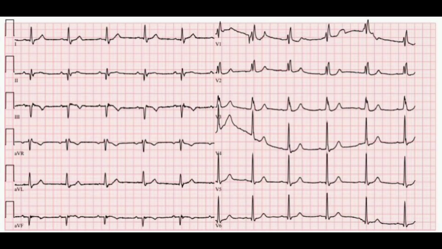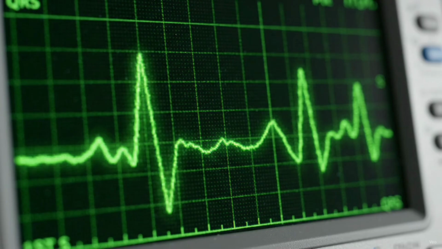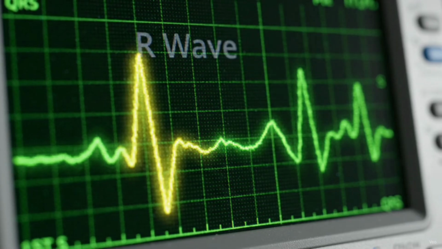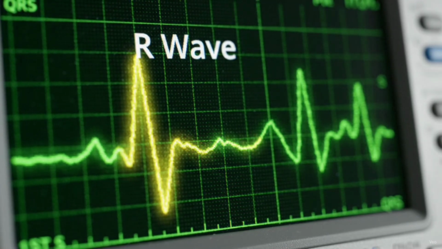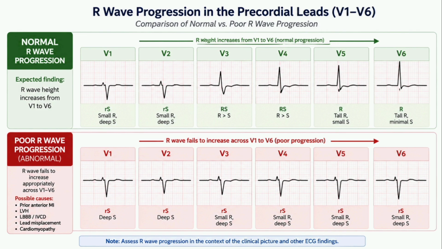Small Q waves may be normal in several ECG leads. Deep or wide Q waves may indicate a previous myocardial infarction. The R wave is the first positive deflection of the QRS complex. Positive upward spike of QRS highlighted and labeled. ECG chest leads V1 through V6 showing increasing R wave height. Poor R wave progression: comparison of normal and abnormal precordial lead progression.